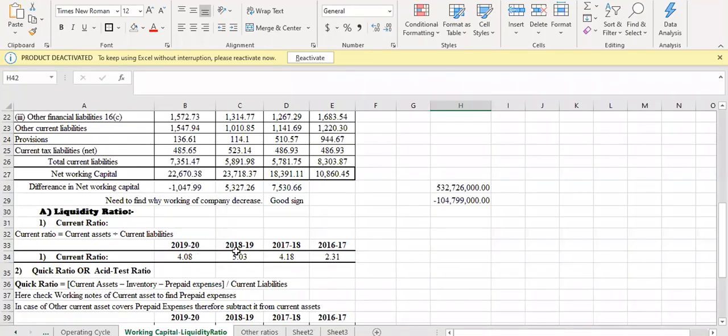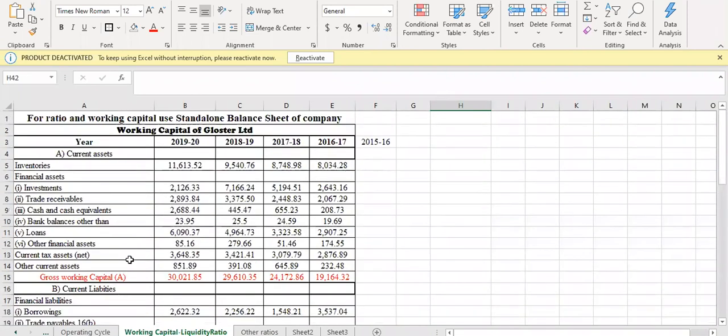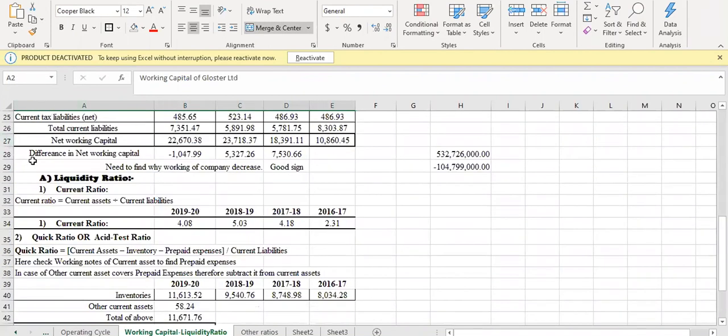Now we are going to see ratios. What are the different ratios we can calculate? First we are going to see the liquidity ratio, which we can calculate on the basis of working capital data. We have already done up to this, correct? Working capital calculations, and how to write the interpretations. Now this is the liquidity ratio.